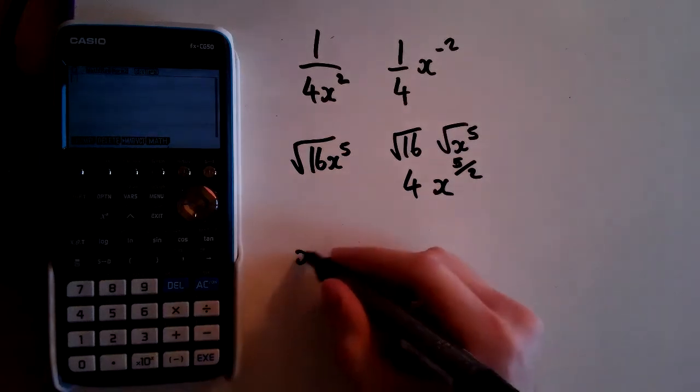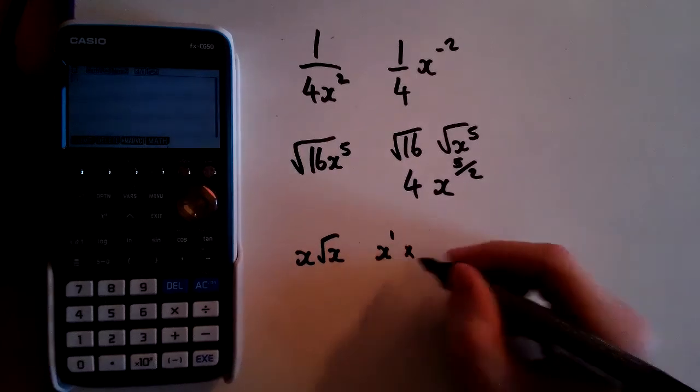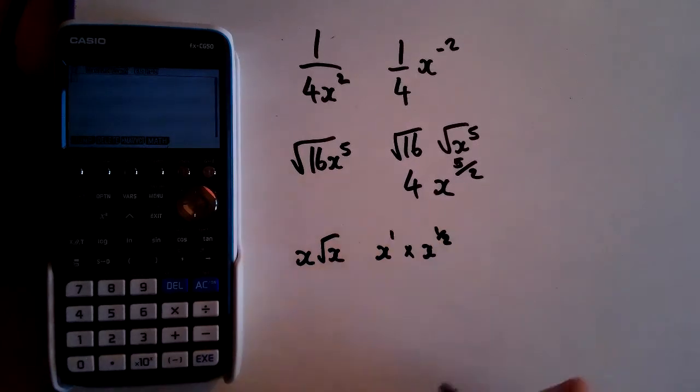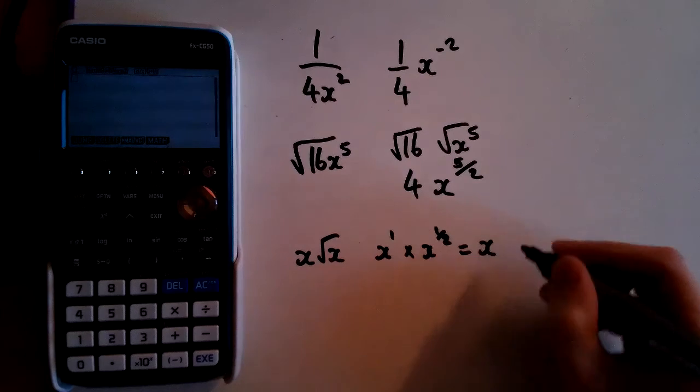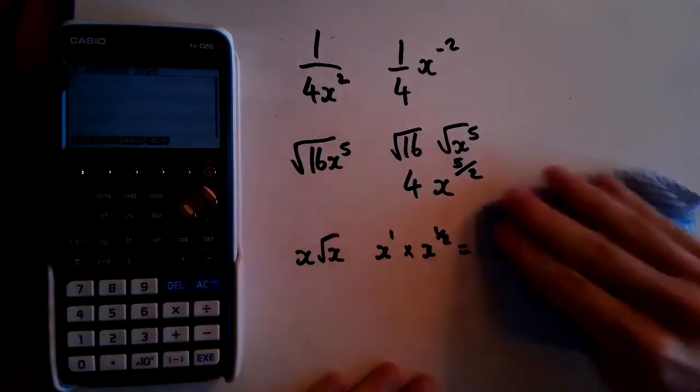And third one, x root x. Well, that's x to the power 1 times x to the power of a half. So add the powers and get x to the power 3 halves, 3 over 2. Okay, second one.